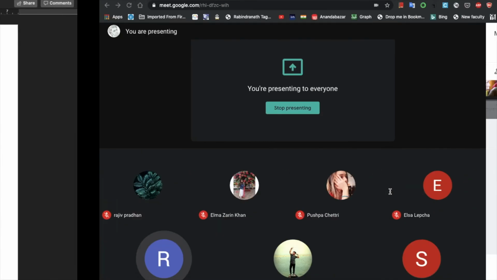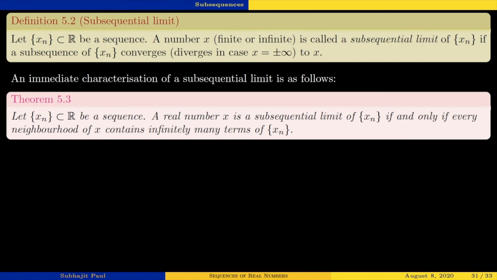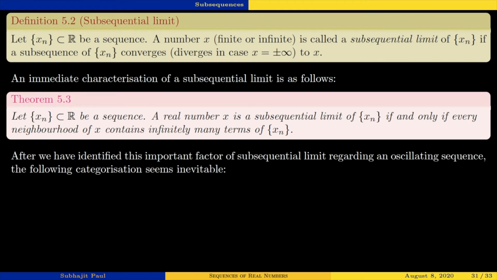So as soon as we have that, we can apply this theorem, and it turns out that every real number x becomes a subsequential limit of xn, and that means there is a subsequence of rational numbers converging to that limit. As simple as that. Okay, so that is why this theorem is important: an immediate characterization of subsequential limits.